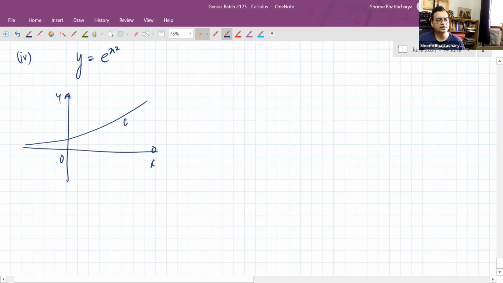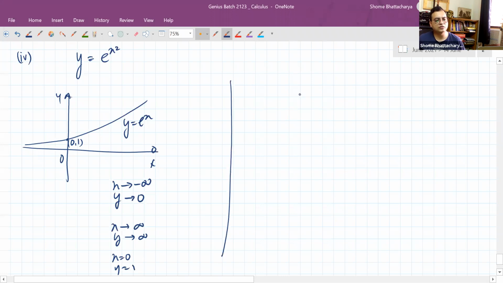This is a graph of y is equal to e raised power x. So as x tends to -infinity, y tends to 0. As x tends to infinity, y tends to infinity. And this point is 0, 1. So at x equal to 0, y is equal to 1. Now compare that with y is equal to e raised power x square. Now think of this like y is equal to e raised power z, where z is equal to x square.